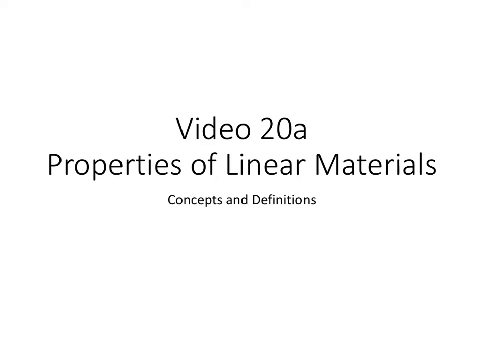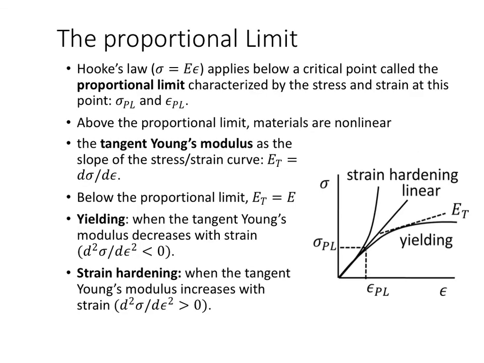Here in video 20A, we talk about the properties of linear materials and how these arise from the molecular structure. First, we'll define some terms. We talk about the proportional limit, meaning the point above which Hooke's law no longer applies. So in this diagram here, the proportional limit is this linear region.